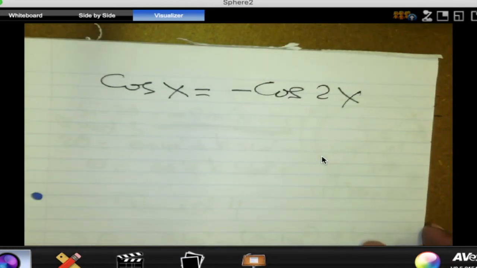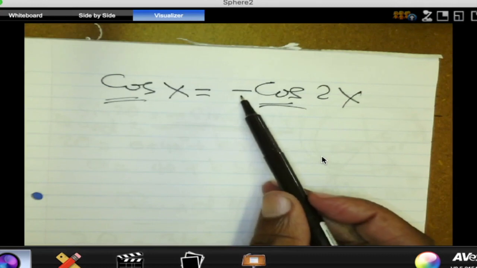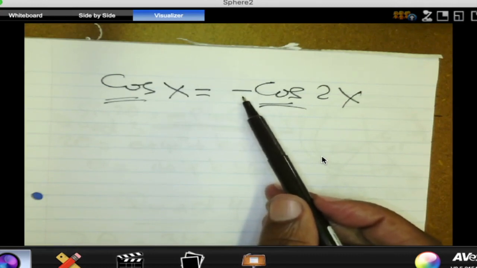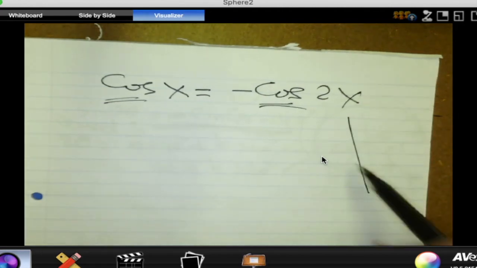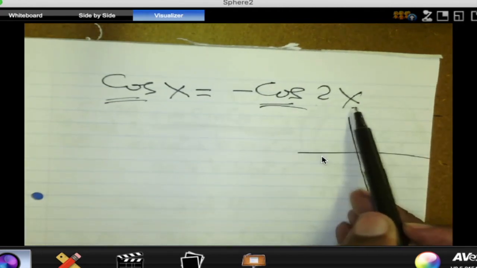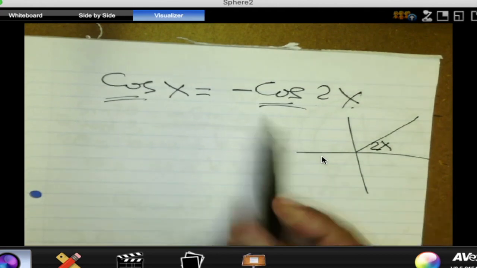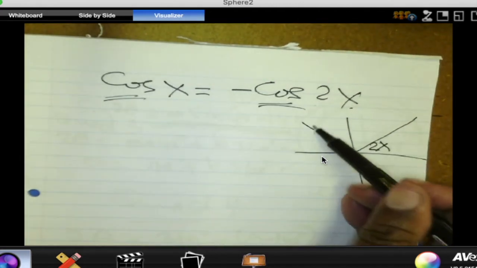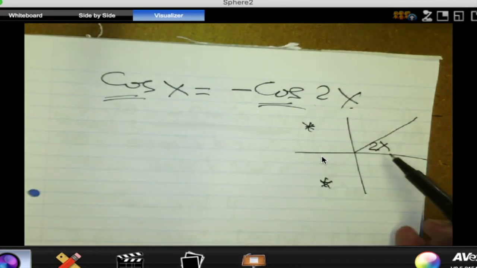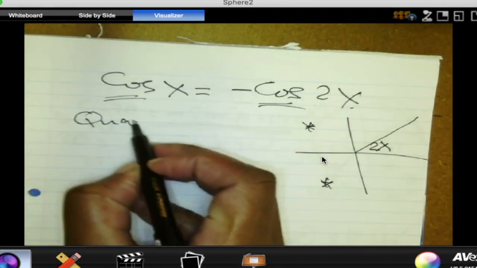So for this one, cosine of x is equal to negative cosine of 2x. We should be happy because it's cosine and cosine on both sides, right? When you get something like this, the negative in front is suggesting that we should work with the quadrants where cosine is negative. And we must stick to 2x as our reference angle. Where is cosine negative? Quadrant 2 and quadrant 3.